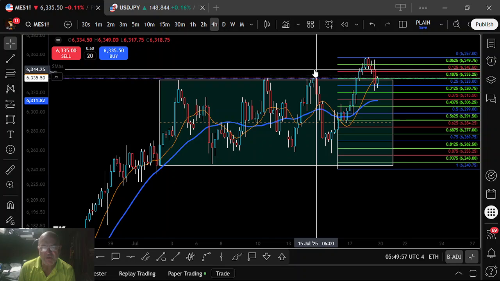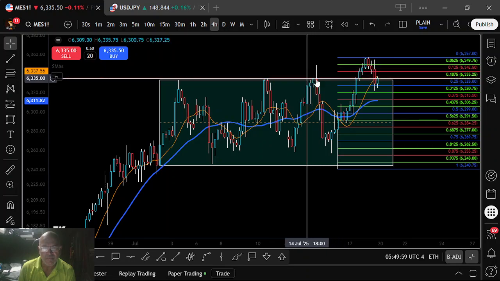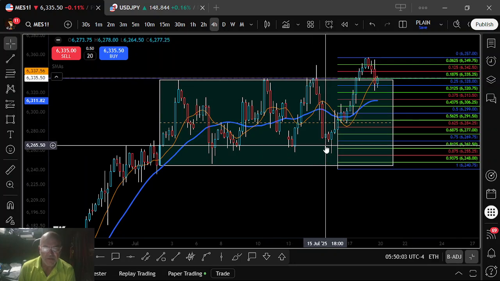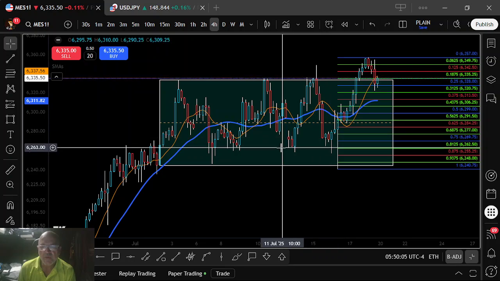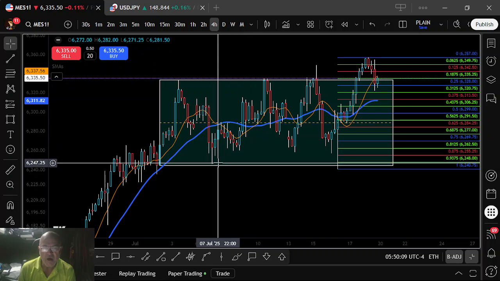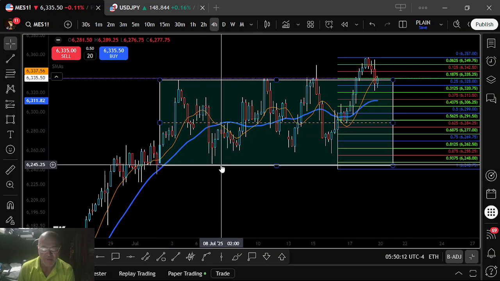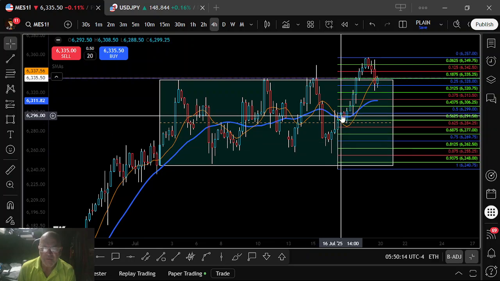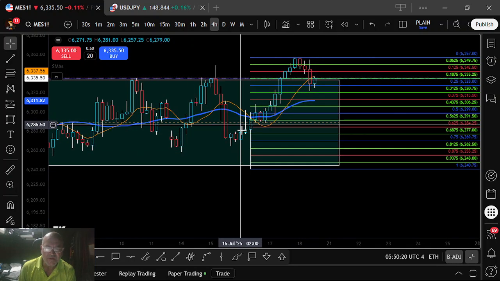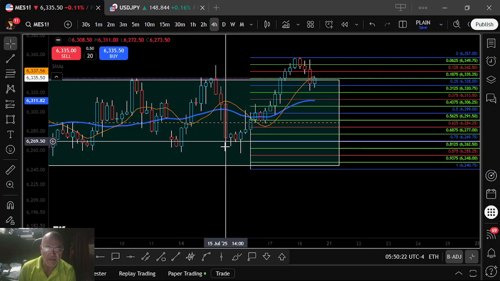So this shows some strength to the sellers. Then we come down and we swipe these lows again, without getting to the bottom of the range, and we start to push up again. Okay? And this is where the manipulation comes in.